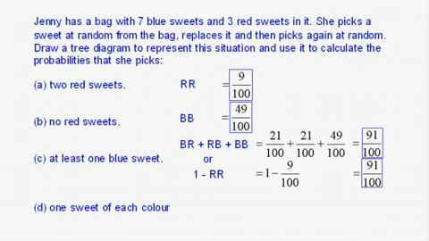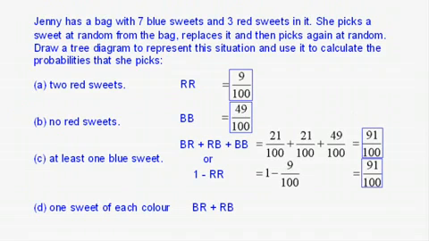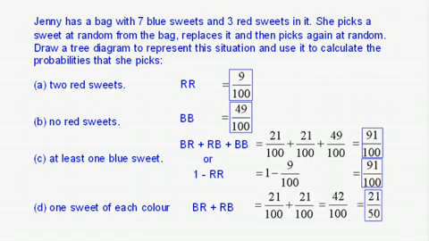Now what about the last one? 1 sweet of each color. Well, that's just the 2 middle branches. First blue, then red, or first red, then blue. So it's this or this. So we add those 2 probabilities together. Blue-red plus red-blue, 21 hundredths plus 21 hundredths, 42 hundredths, which we may choose to simplify to 21/50ths.